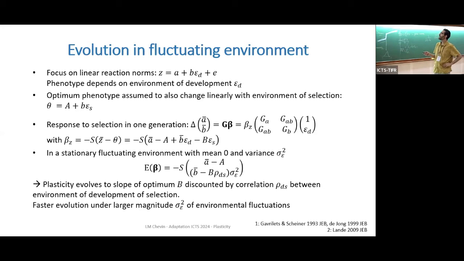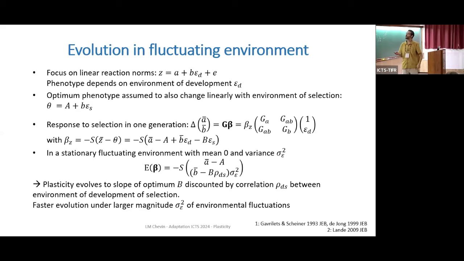And then this beta, as I told you, is equal to the selection on the trait times this reaction norm gradient. And now the selection gradient on the trait depends on the deviation from the optimum, so you can expand these terms that depend on the environment, right? And so you have this difference between the intercept and the optimum in the average environment, let's say, put it this way, minus this difference between the plastic response to the environment of development minus the optimum change with the environment of selection. Okay, makes sense? See what I mean?